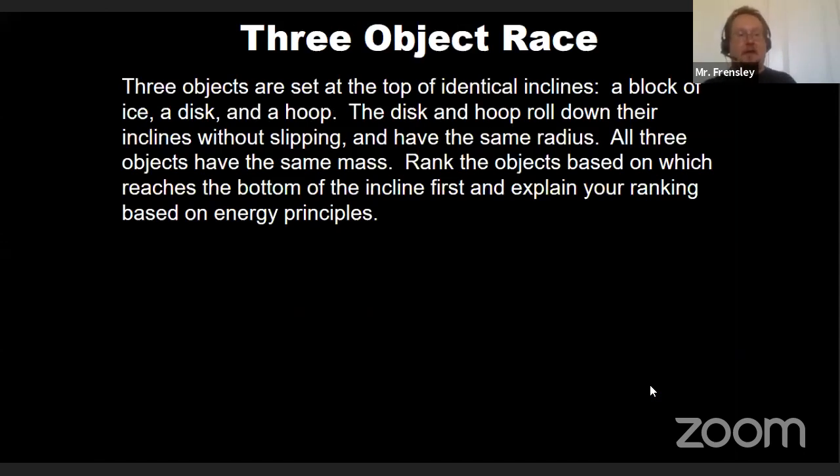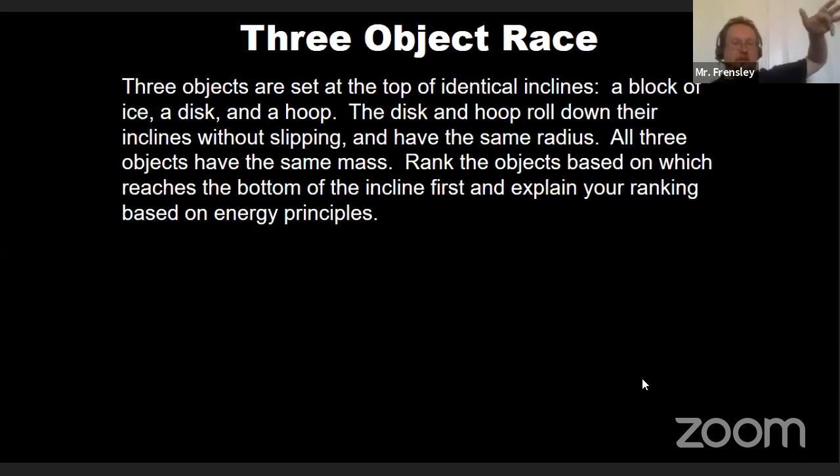Okay, so here's a little bit of guided practice. Hopefully you've had this conversation with your teacher before, but if not, we're having it here. And if you have, we're having it here anyway. I want you to imagine three objects at the top of three identical inclines. You've got a block of ice, no friction. You've got a disc and a hoop, right? Now the disc and the hoop are going to roll without slipping. The ice is obviously going to slip without friction because it's ice, all right?